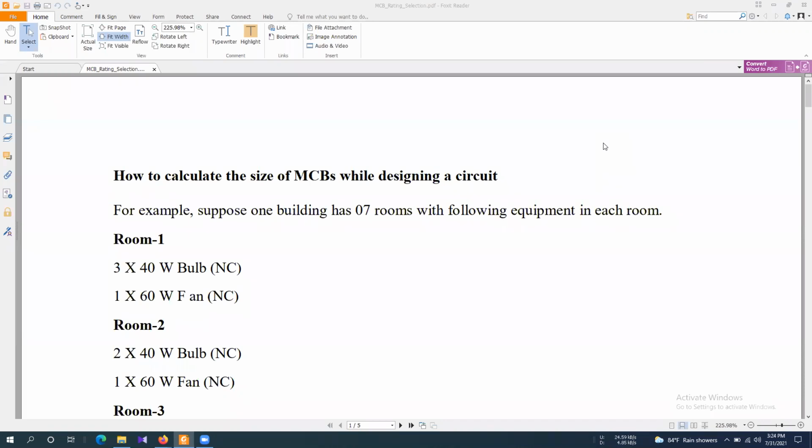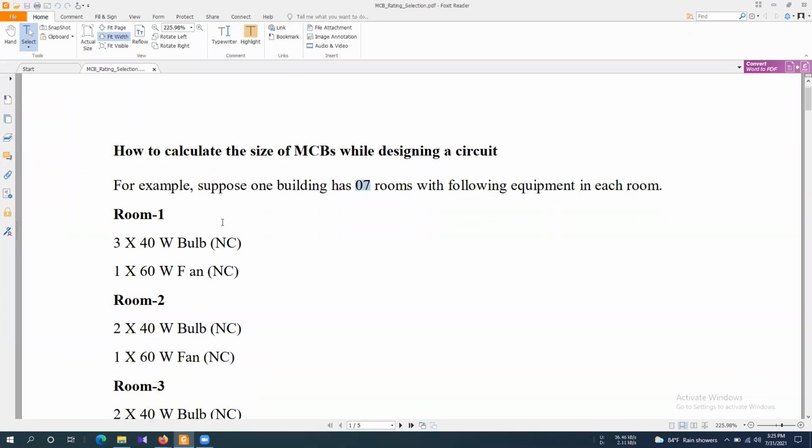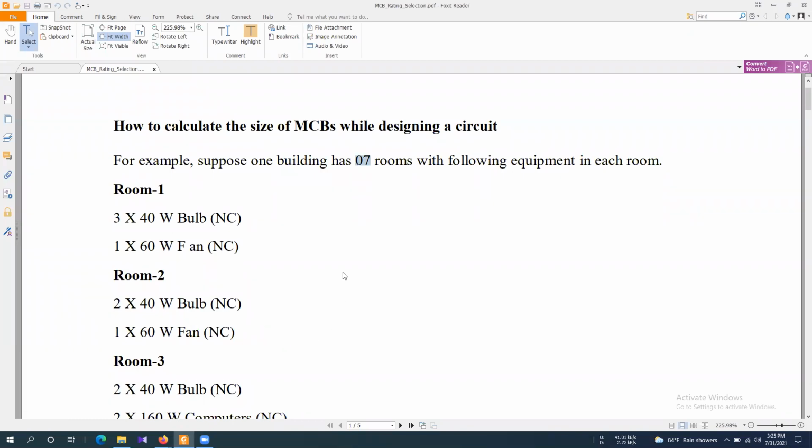Understood? Yes, sir. Okay. So a typical example of a building is given here. We have 7 rooms, and the corresponding load of each room is classified here. NC actually indicates not connected. I'm sorry, no, it should be non-continuous.